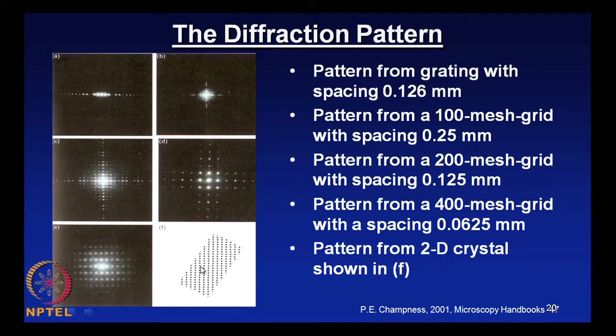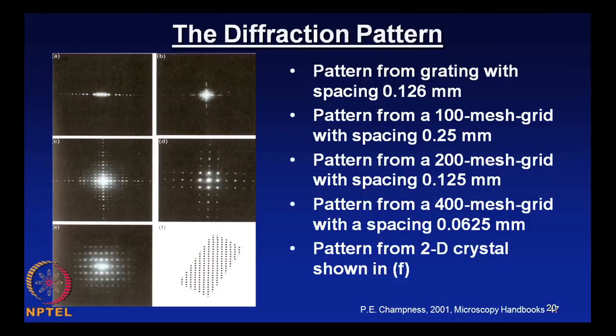Look at them carefully. The pattern A is from a grating with the spacing of 0.126 mm. This grating is in the form of vertical lines along the length of this image. So you see that the diffraction pattern appears perpendicular to that orientation. Okay, that is very important information. Suppose I have the grating ruling along a horizontal line, then I will get the diffraction in the vertical direction. Okay, that is very important.